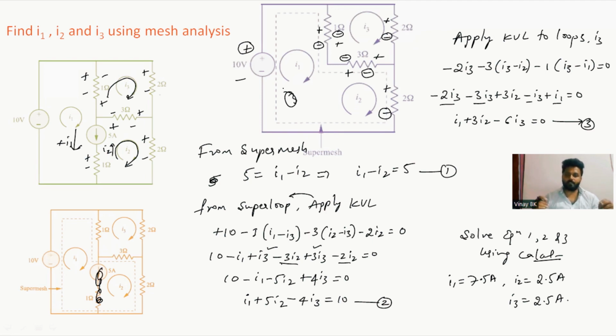A super mesh is nothing but a current source between two loops. Either a dependent current source or an independent current source between the two loops, not in a single loop. It should be in between two loops.